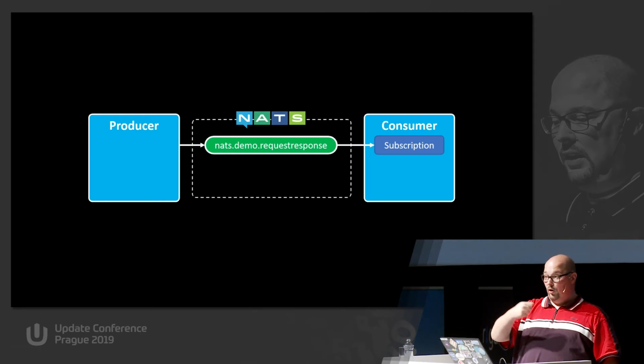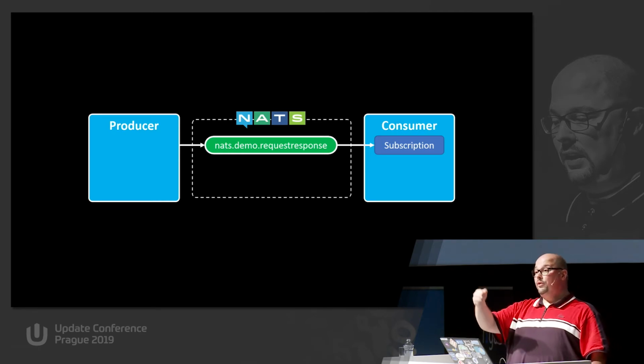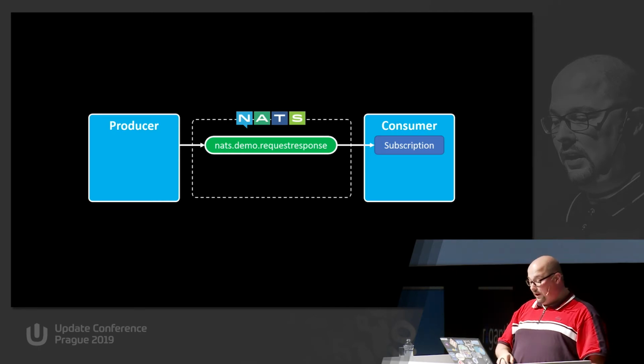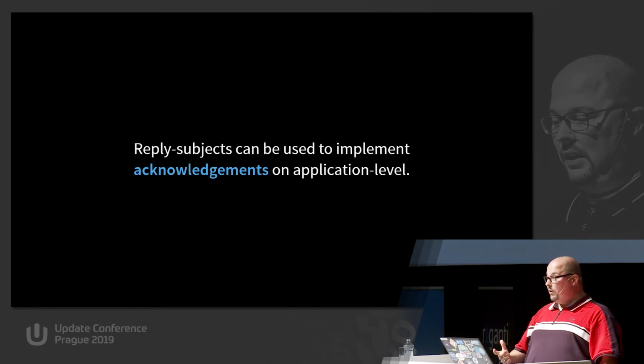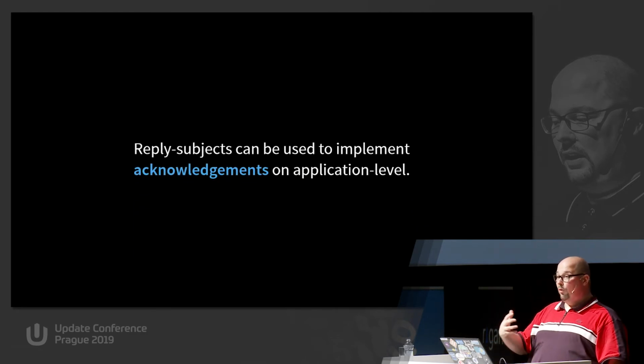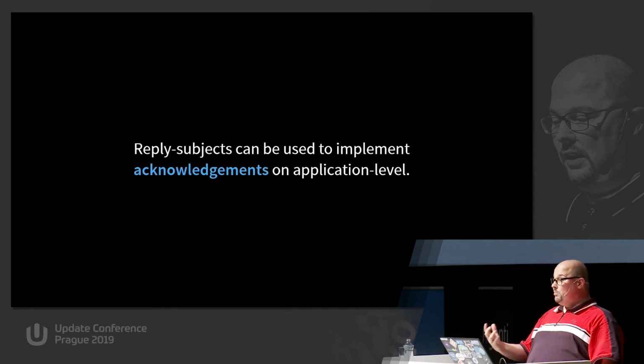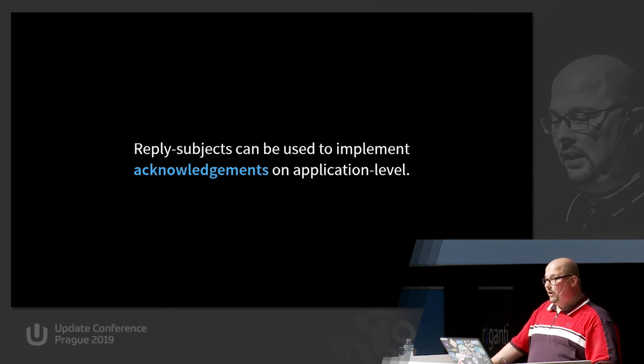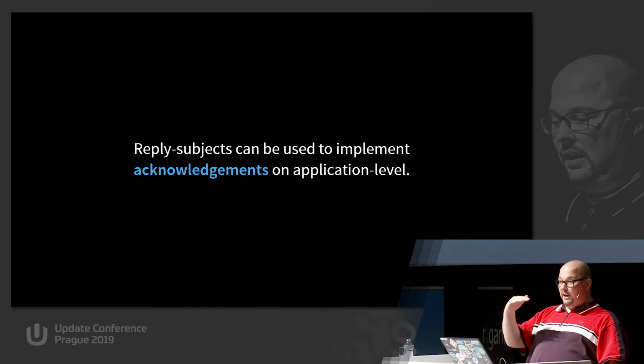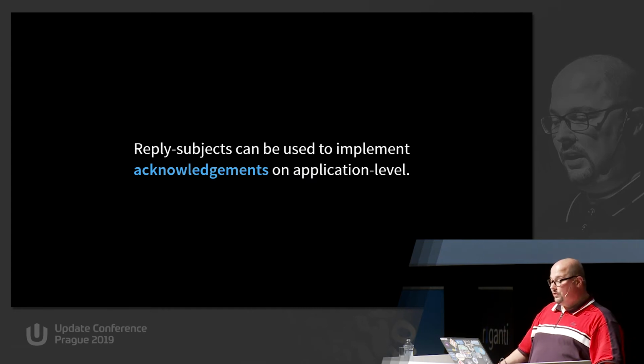So now you can know as a producer whether or not the consumer received it and sent you something back. So with this pattern, you can create acknowledgements. And you can have more security around, okay, is my message being handled by the consumer or not? So if you need that, then on an application level, you can implement this with NATS.